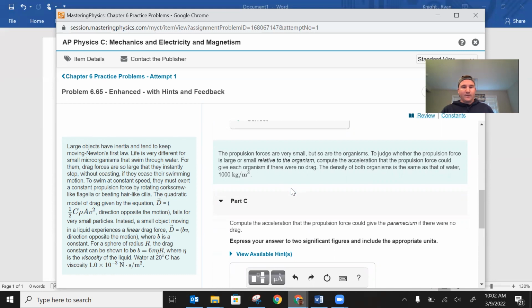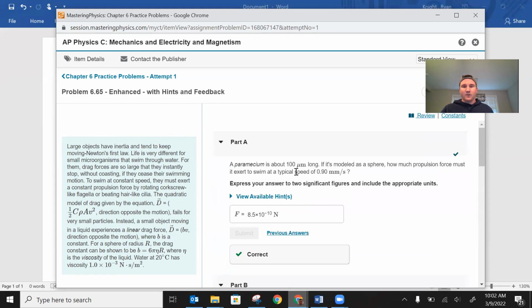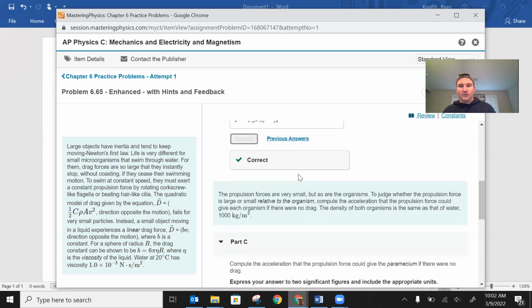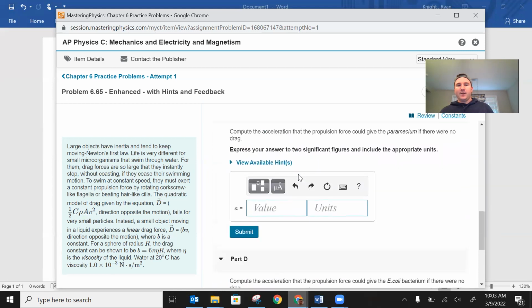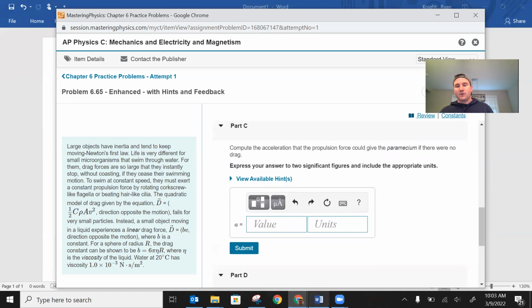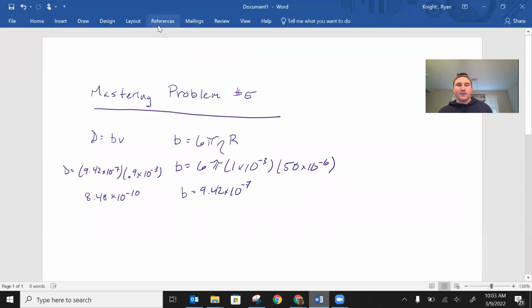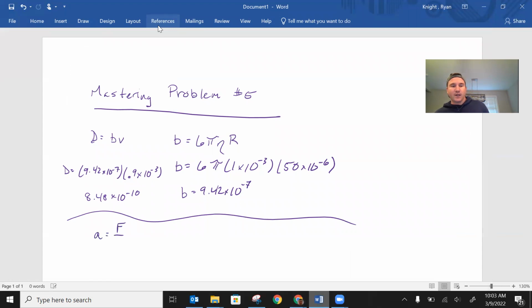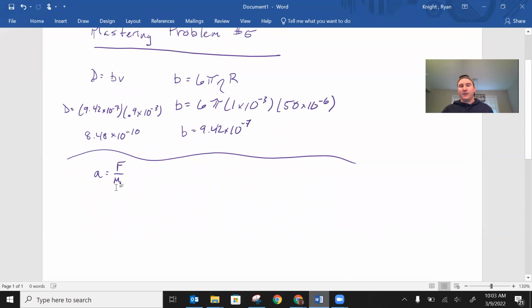4/3 pi. For the paramecium, the radius was 50 times 10 to the negative sixth. I guess I should show you guys what I'm doing and not just do it in my head right here. So we're calculating the acceleration of the paramecium. In order to find acceleration, we need force and we need mass. We figured out the force already, that's what we got for part A. We need the mass, but they don't give us a mass.